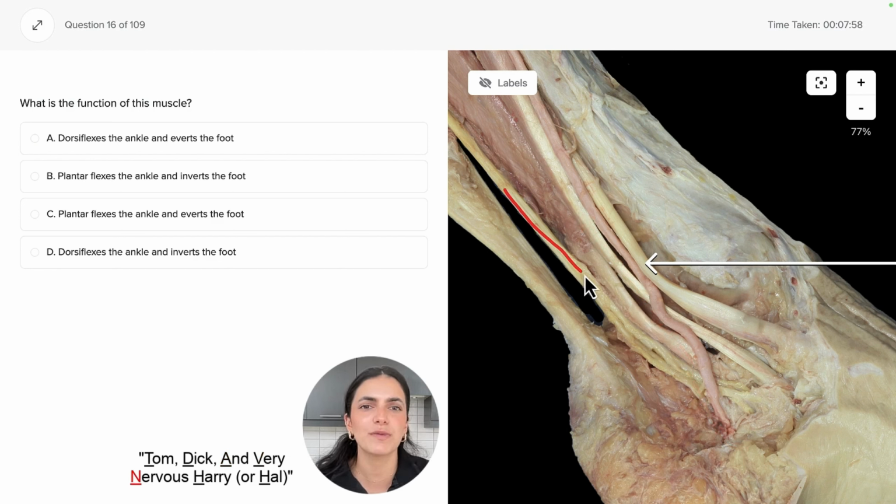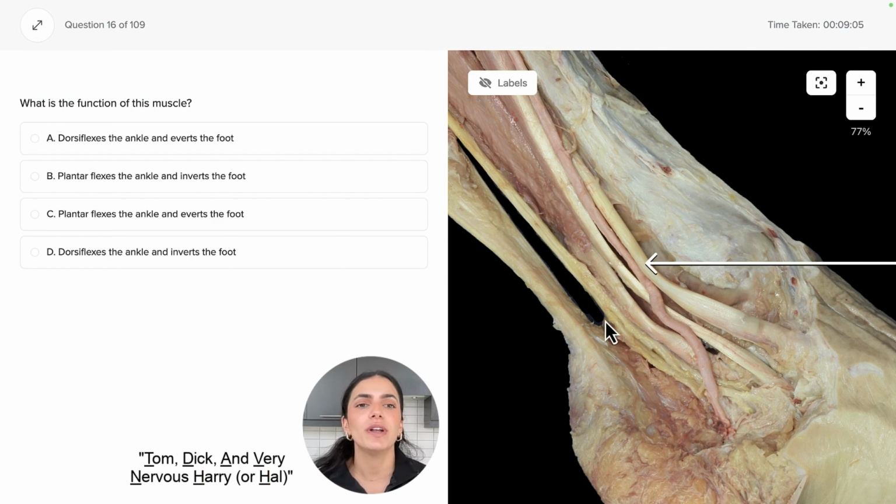Nervous is going to represent the nerve. The tibial nerve travels within the posterior compartment of the leg, descends and enters the tarsal tunnel, and then eventually reaches the plantar surface of the foot. The last structure: we have Tom, Dick, and very nervous Harry. Harry is going to be another muscle. We can see the muscle belly here. Harry is our flexor hallucis longus, the muscle going to the big toe in order to flex the big toe.